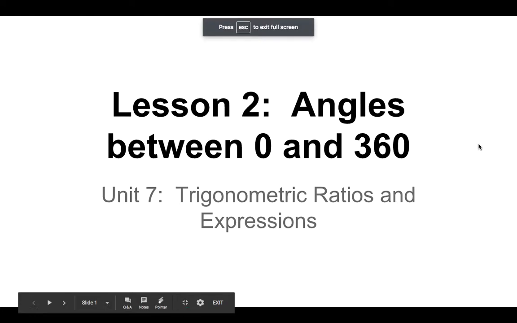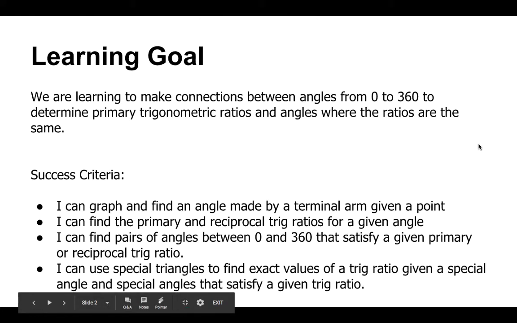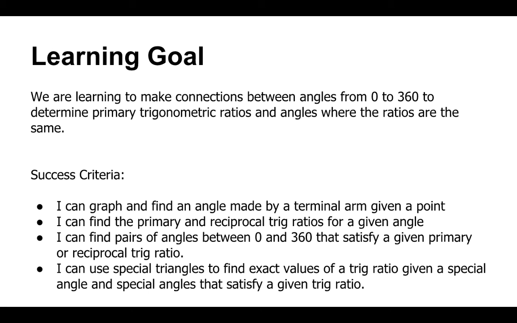Lesson on trigonometry, and so we're going to be dealing with angles between 0 and 360. So the goal today is to make connections between angles of 0 and 360 and the primary trig ratios, and the angles where the ratios are the same. So we're going to be making a bunch of connections, all the way from 0 to 360, of sine, cos, and tan. We're also going to be learning about secant, cosecant, cotangent, which are the reciprocal trig ratios.